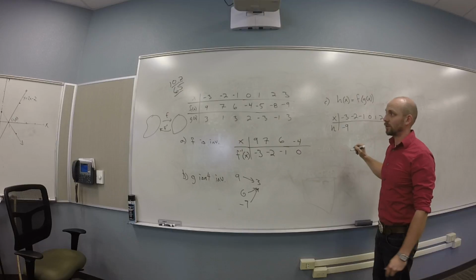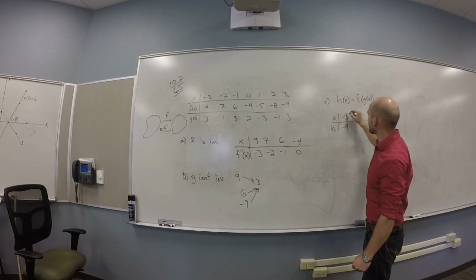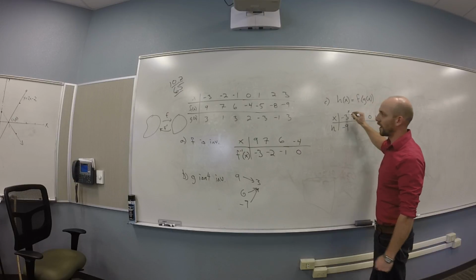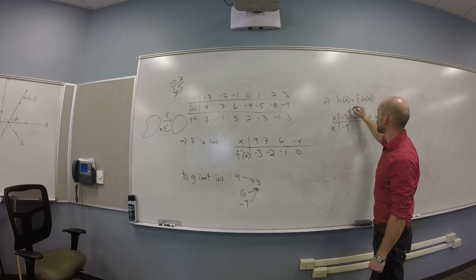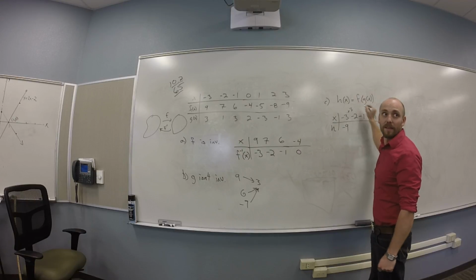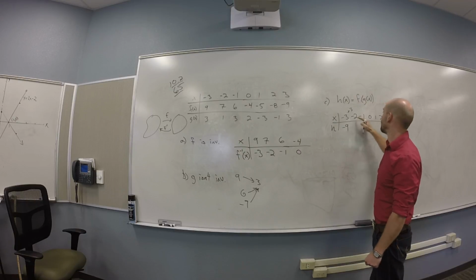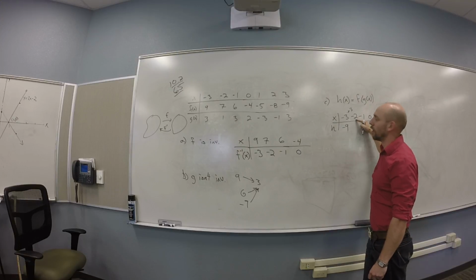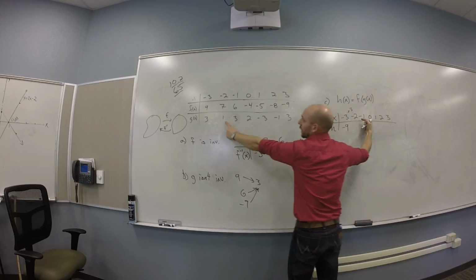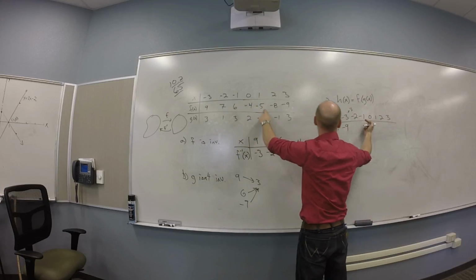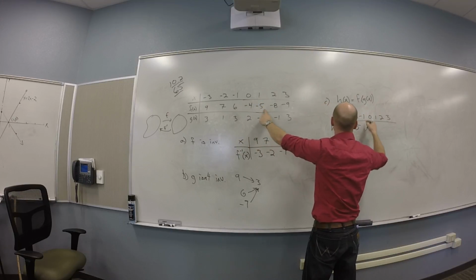So really, I'm thinking this negative 3, right? First under G, it goes to positive 3, and then that goes to negative 9. So where's negative 2 go under G? To 1, and then 1 under F goes to negative 5.